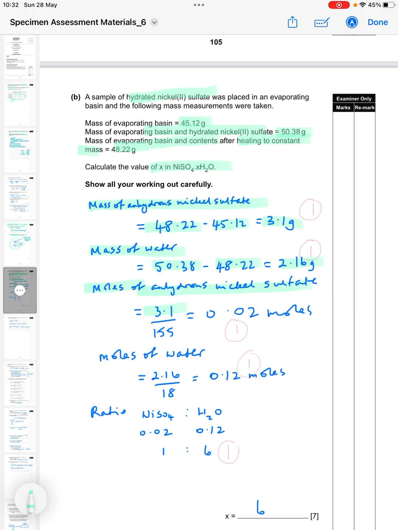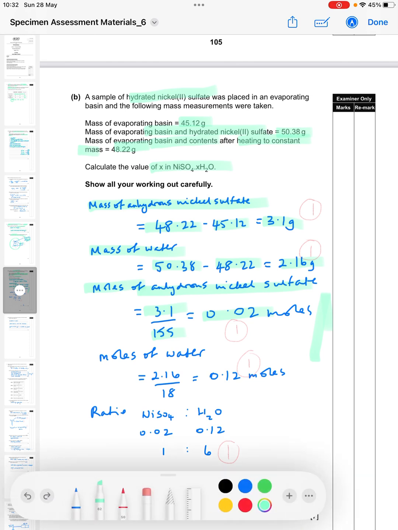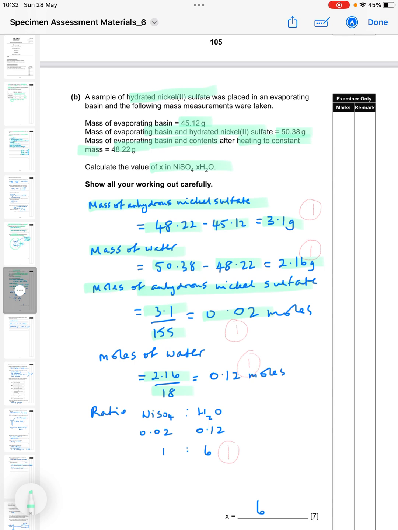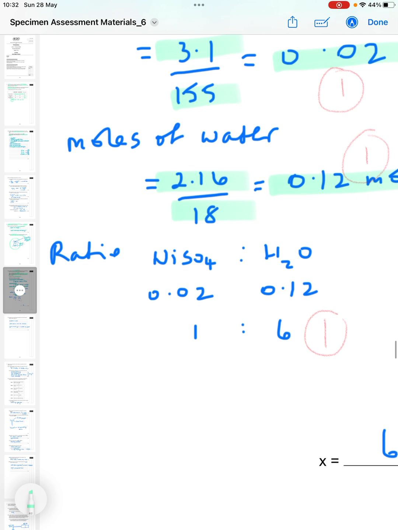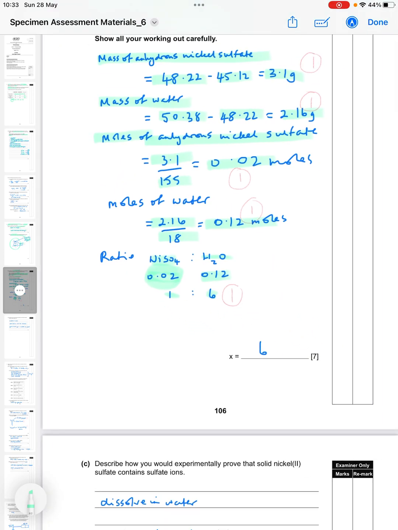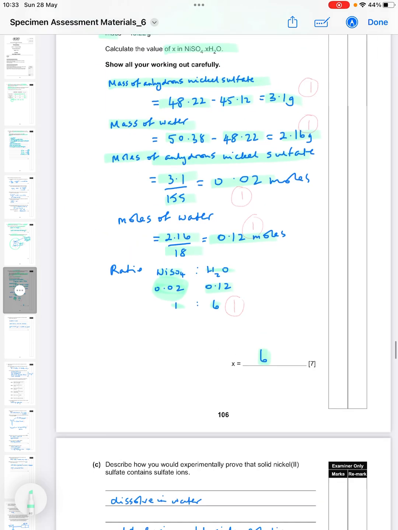The number of moles of the anhydrous nickel sulfate, the mass divided by the formula mass, so 3.1 divided by 155, which is 0.02 moles. The moles of water, again, number of moles is mass divided by the formula mass, so 2.16 divided by 18 is 0.12 moles. And then we make a ratio for the nickel sulfate to water, and that's 0.02 to 0.12, and we divide through by the smallest number, which in this case is the 0.02. That gives us 1 and 6, so it's a 1 to 6 ratio, so X is equal to 6.